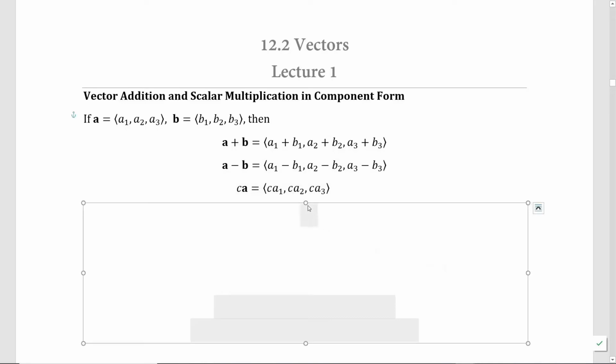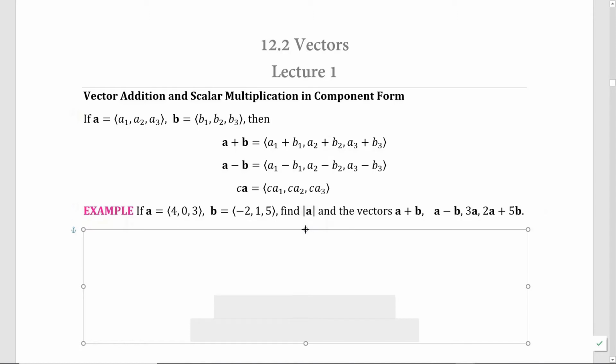Let's see an example. In this example, we're given two vectors A and B. We want to find the length of A and some other vectors, for example, A plus B, A minus B, 3A, and some combination of A and B, for example, 2A plus 5B.